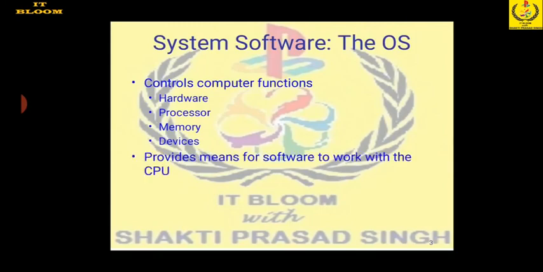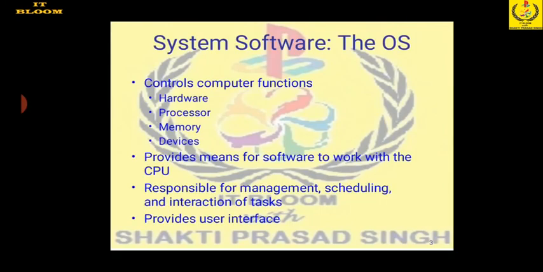System software, that is operating system, controls hardware, processor, memory and devices, and provides a means for software to work with the CPU. It is responsible for management, scheduling and instruction of tasks, and provides the user interface. System software consists of two primary types of program, the operating system and the utility program.